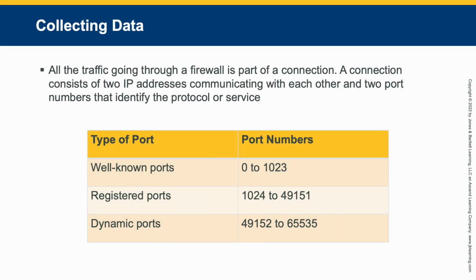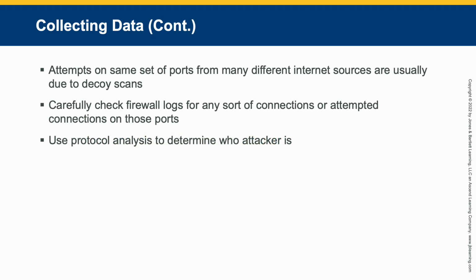Collecting data. All the traffic going through a firewall is part of a connection. A connection consists of two IP addresses communicating with each other and two port numbers that identify the protocol or the service. Attempts on the same set of ports from many different internet sources are usually due to decoy scans. Carefully check firewall logs for any connections or attempted connections on those ports. Use protocol analysis to determine who the attacker is.